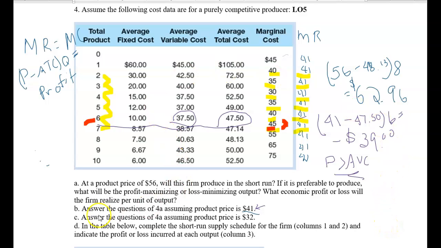Okay. The next question says, what will happen if the price is $32? So we're going to repeat the same process. If the price drops to $32, that tells us that the marginal revenue is $32. So how many units should be produced? And should the firm be producing?